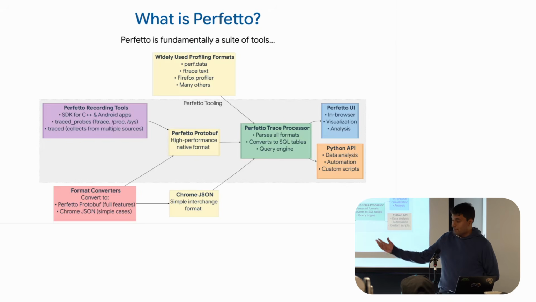And then often people write converters, so they have their own tracing, whatever that format might be. Maybe it's some proprietary format, maybe it's a format we don't know about, and it's very common that people convert to one of the formats that we understand. Most commonly protobuf or JSON formats, and then the trace processor can handle all of these things, right?